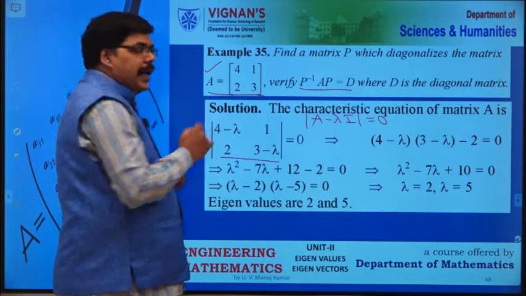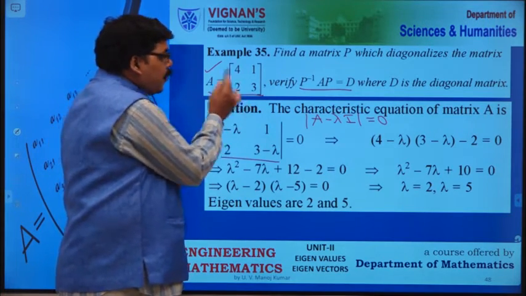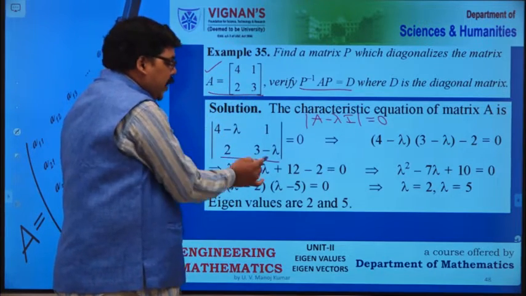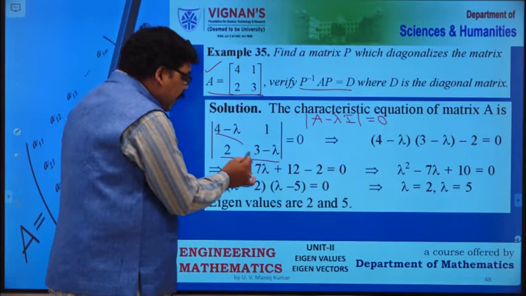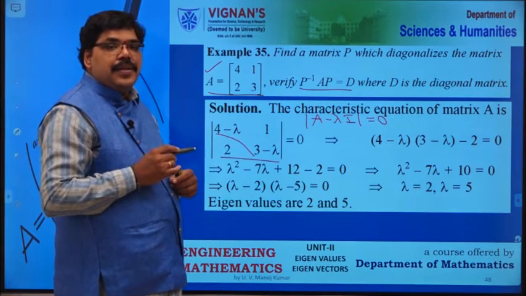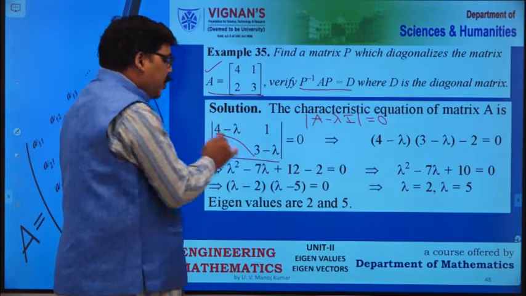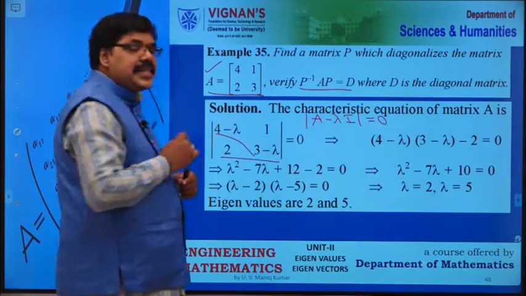So this is your A. In this, the diagonal elements are 4 and 3. Subtract lambda: 4 minus lambda, 3 minus lambda. So from the diagonal elements, subtract lambda, and you get 4 minus lambda, 3 minus lambda. The remaining elements stay as they are, 1 and 2. So this is A minus lambda I.